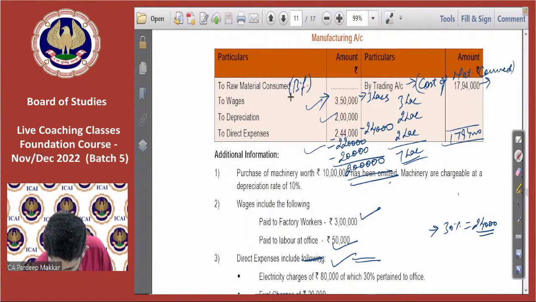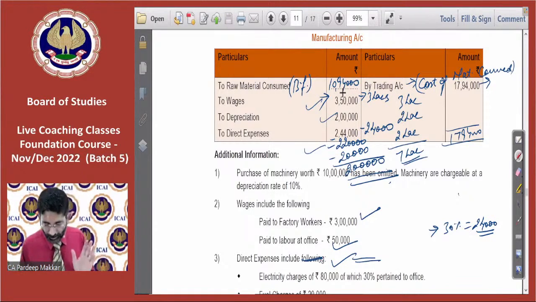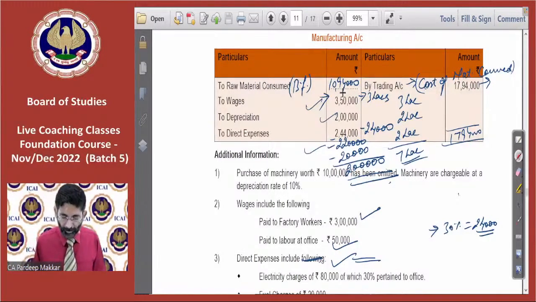This is 10 lakh 94,000. So this is the raw material consumed. So you are able to calculate raw material consumed in the given question. I think you are clear on this. Please note it down.